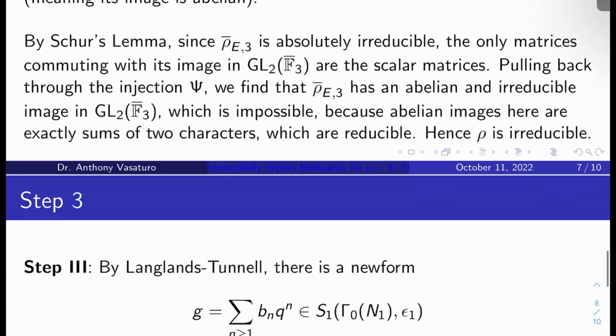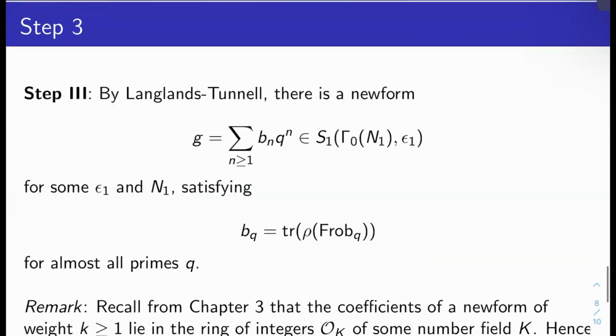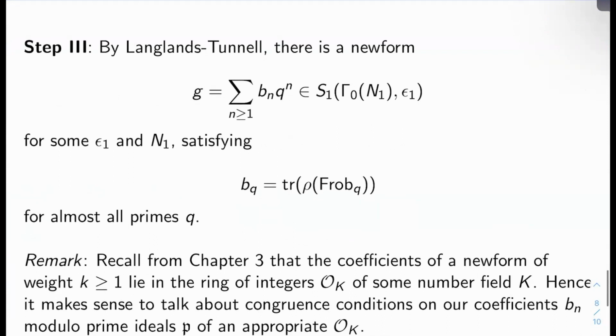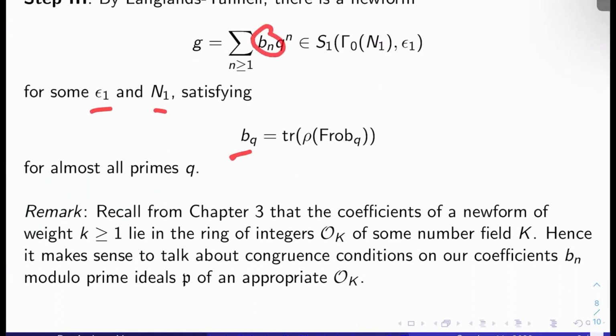All right. So step 3, what's step 3? Well, I can apply Langlands-Tunnell to rho now because I meet all the criteria. So Langlands-Tunnell gives me a new form g with Fourier coefficients b sub n in S1 of Gamma0(N1), epsilon 1 for some epsilon 1 and N1. And I know that b_q, the q-th Fourier coefficient here, is the trace of rho of Frob_q for almost all primes q, as usual.